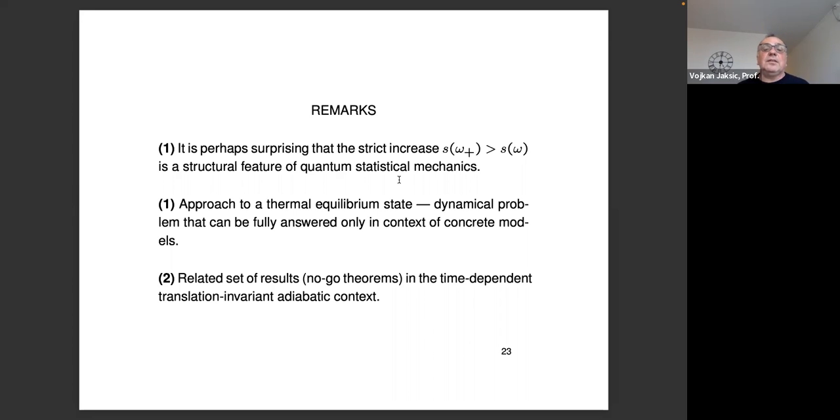What is certainly not a structural feature is approach to a thermal equilibrium state. So this remains an open question, and this presumably can be fully answered only in the context of concrete models.